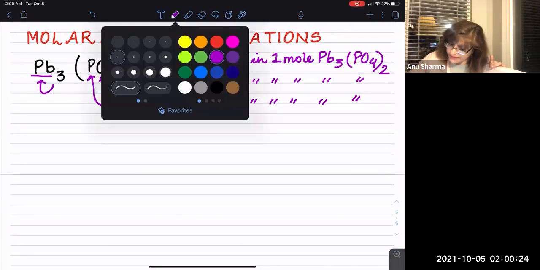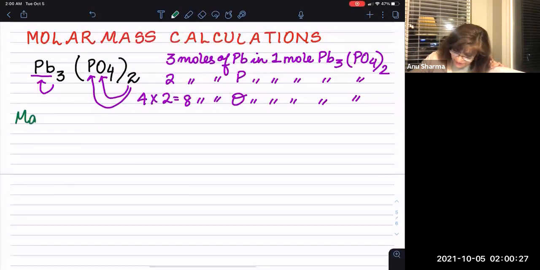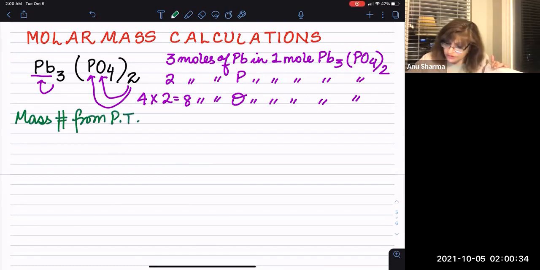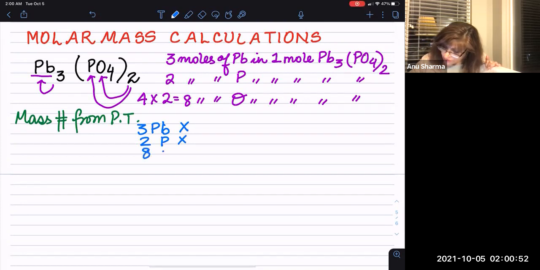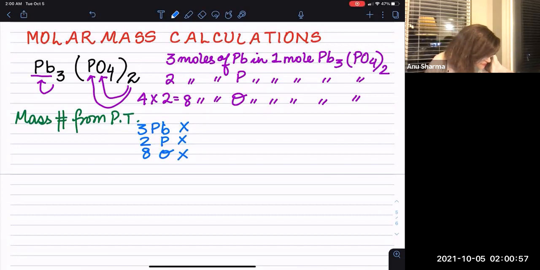Next, you can just bring in the mass numbers from the periodic table. And so what is that mass number? So you see that for the lead, there are 3 moles of lead times whatever the weight is, 2 moles of phosphorus times the weight, and then 8 moles of oxygen times the weight. So lead is 207.2.